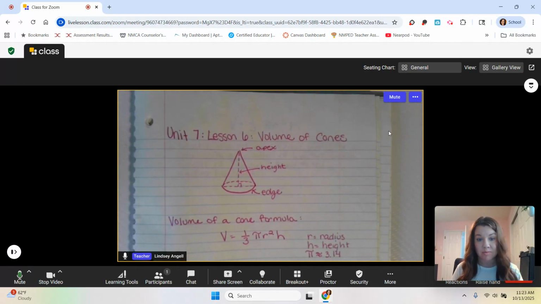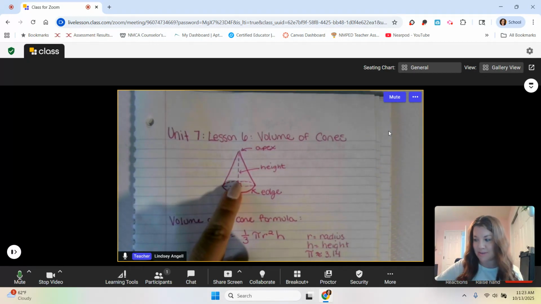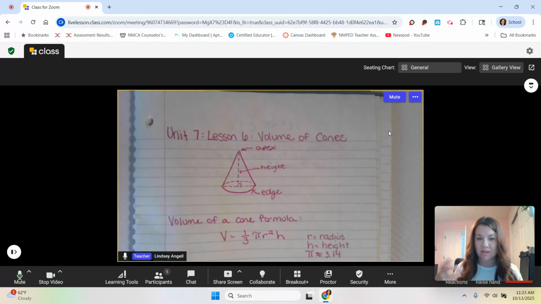So remember, volume is how much something can contain. Think of a snow cone. If we flip that upside down, like this one I'm showing right here, you can think how much snow cone can you have in there? That would be the volume.